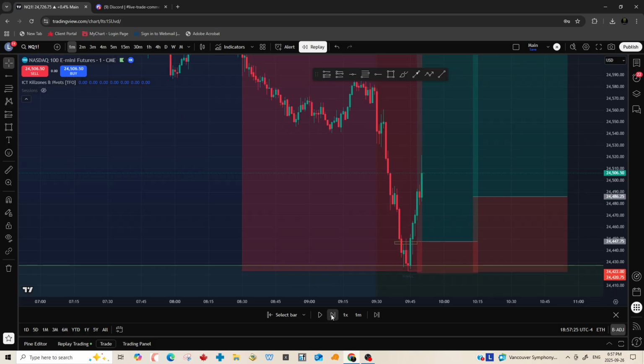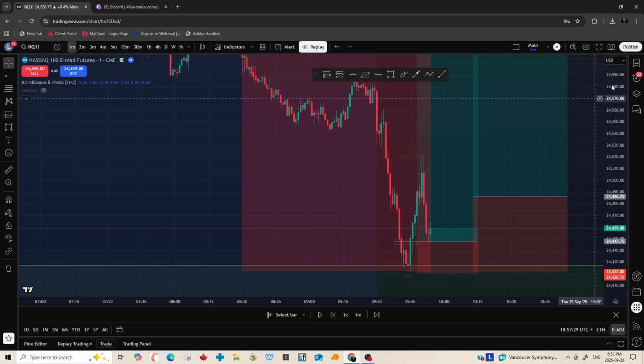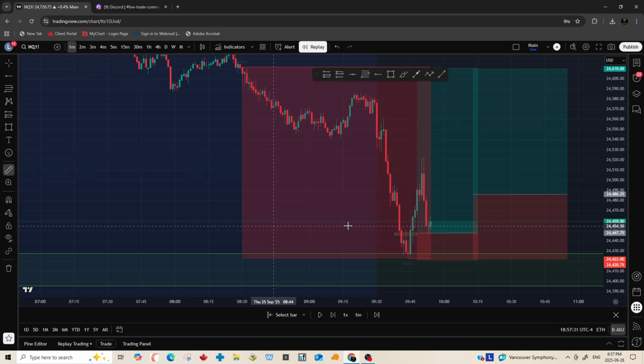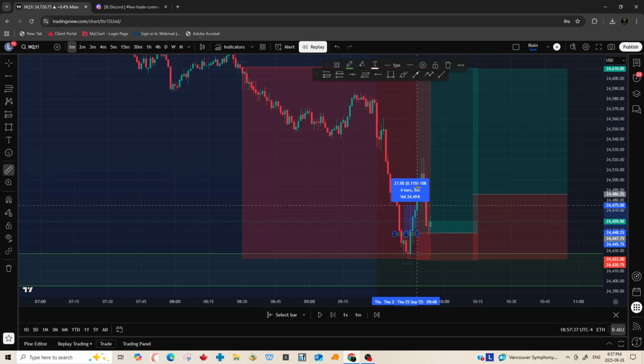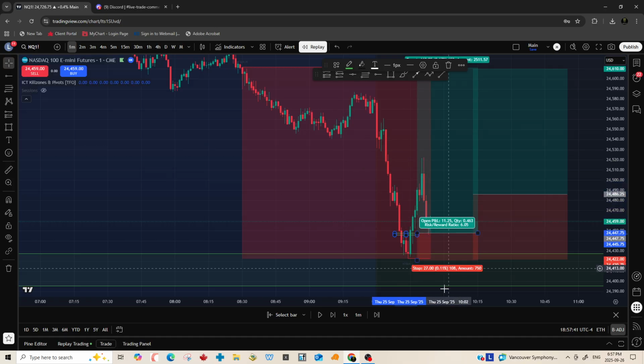So on this initial push up, I ended up scaling about half right here. So I secured about, let me see what it was, I don't know the exact amount. I know my entry was somewhere around here, but regardless, we ended up catching about 60 points or so off that initial push. The rest of my position got stopped out at break even.